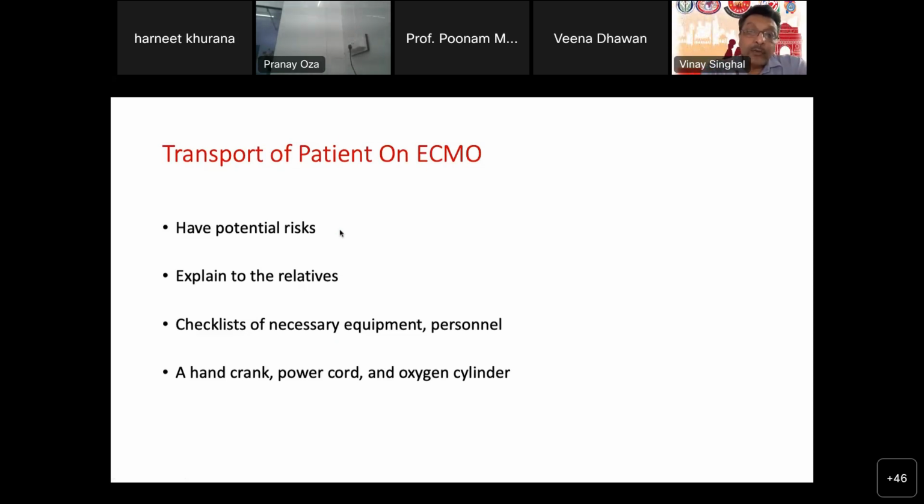So we need to have a number of personnel requirements and ECMO circuits. A perfusionist is definitely required. We cannot do all these procedures or transport without the presence of a perfusionist who can handle the circuit very well. A hand crank, power cord, and an oxygen cylinder definitely are needed during the transport. Next slide, please.